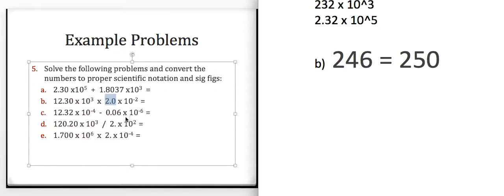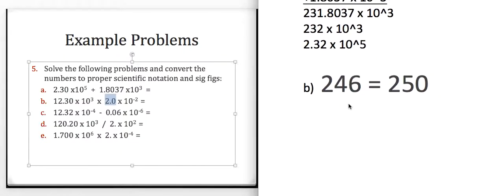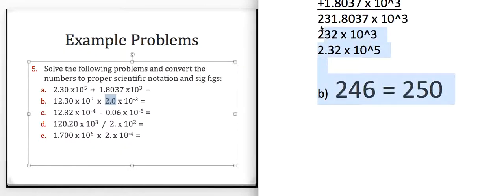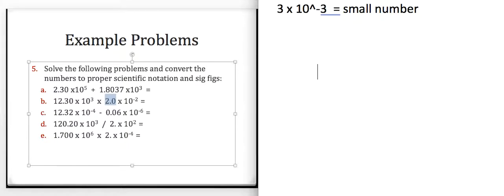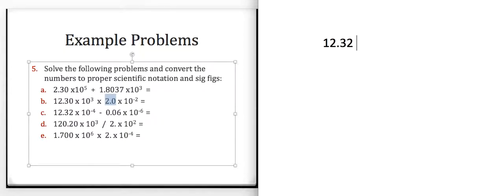All right, let's try the next one. That one is subtraction, so that one's going to be a little bit more difficult, like the one we did earlier. Okay, we've got 1.32 times 10 to the negative fourth minus 0.06 times 10 to the negative sixth.